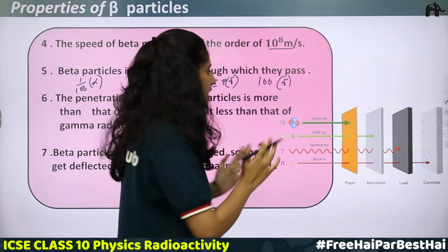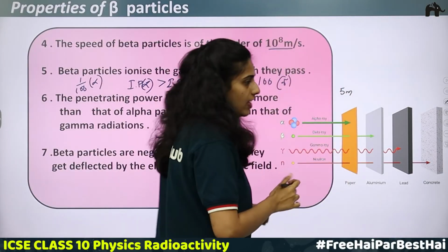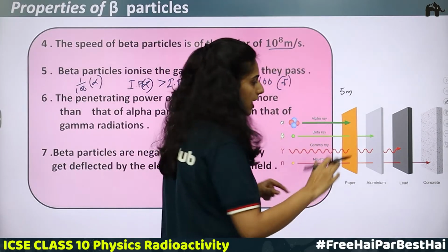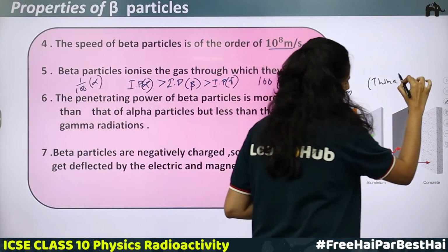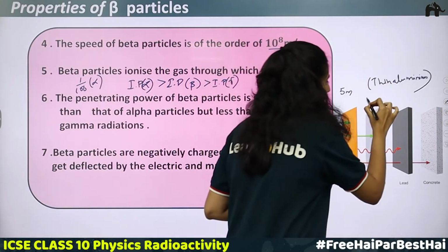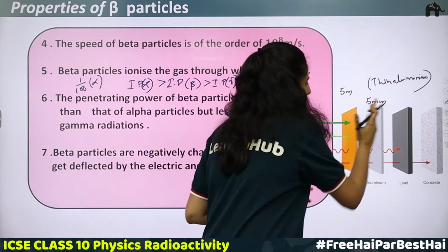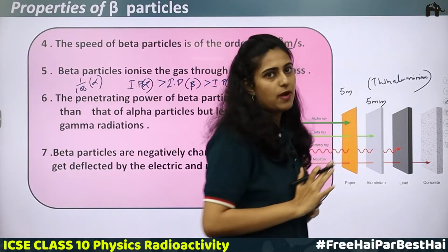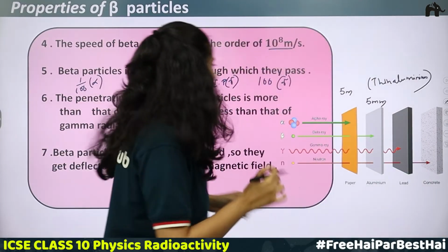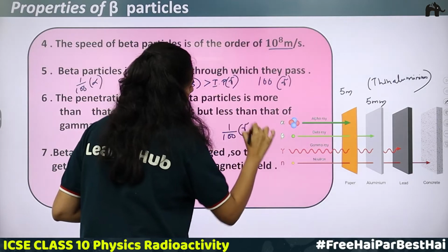Okay, now here you can see that the beta rays can pass through a paper. About 5 meter in air they can travel, they can pass through a paper, a thin cardboard or a thick paper. When you take a thin aluminium sheet, sometimes these beta particles can pass through it. But if you are taking an aluminium sheet of thickness 5 millimeter, it can stop the beta particle. It won't allow the beta particles to pass through it. So this is the penetrating power. The penetrating power of beta particles also you can say will be 100 times that of alpha particles and 1 by 100 times that of gamma particles.